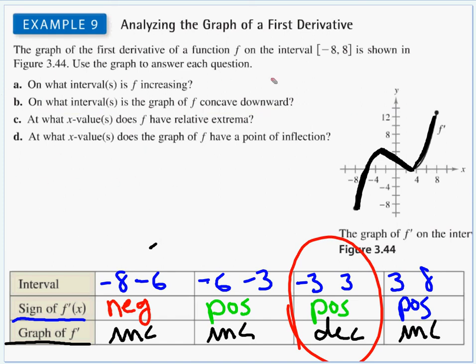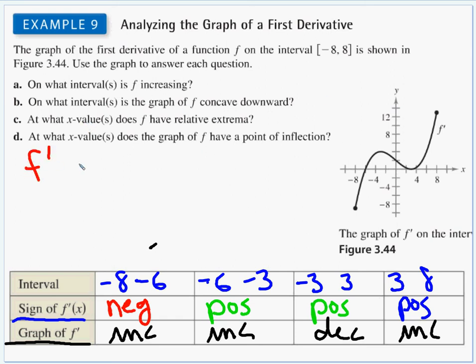Okay, now part C. At what x value or values does the original function have a relative extrema? Well, what do we know about relative extrema? It's when the first derivative changes from increasing to decreasing or decreasing to increasing. So f prime must go from increase to decrease, or it could go from decrease to increase. Those could be mins or maxes. What does that look like on the graph?